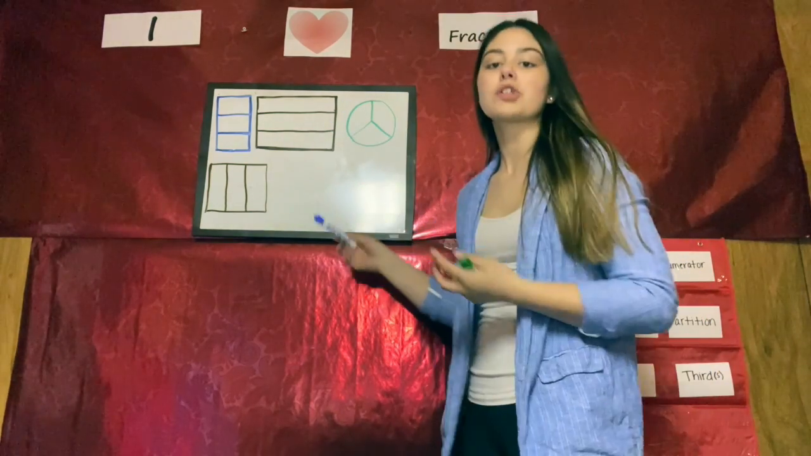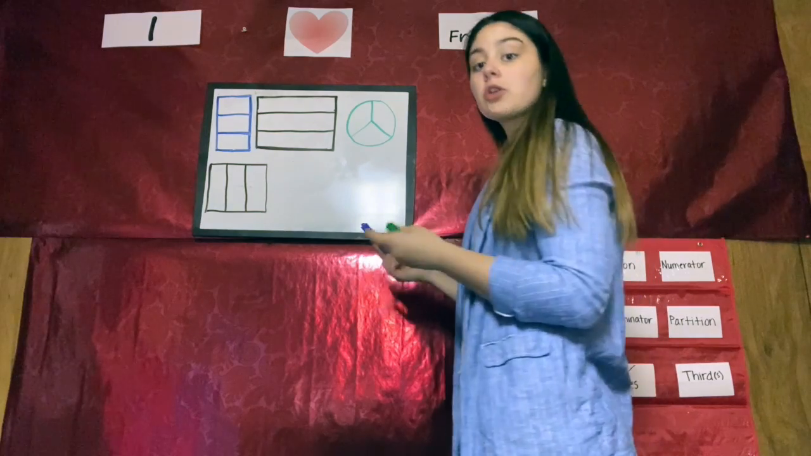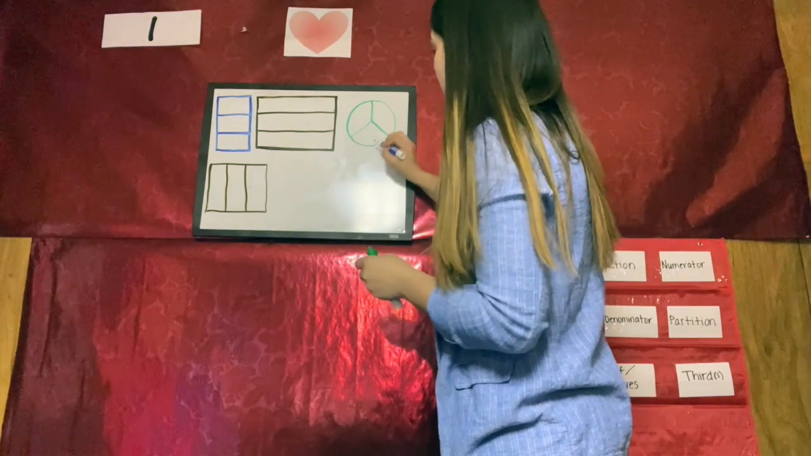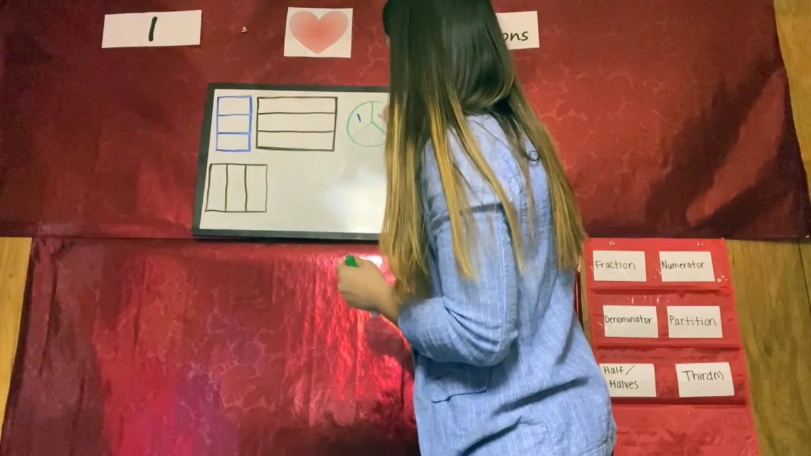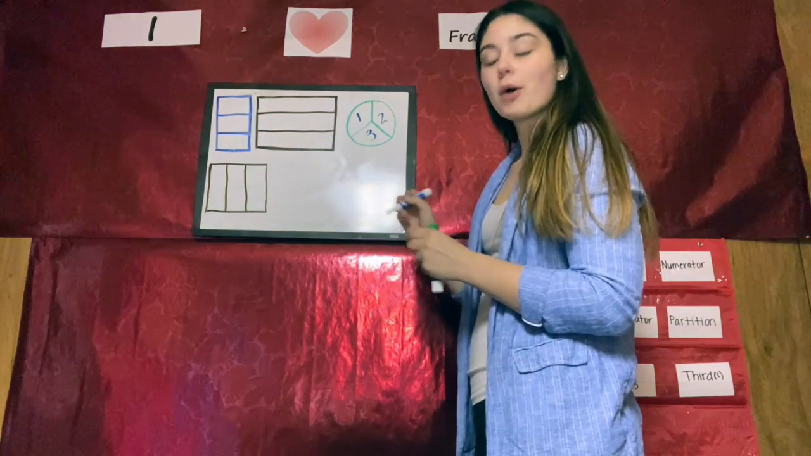So let's take a look at our shapes. First, we have a circle. This circle is partitioned into 3 equal parts. 1 part, 2 parts, 3 parts. 3 equal parts.